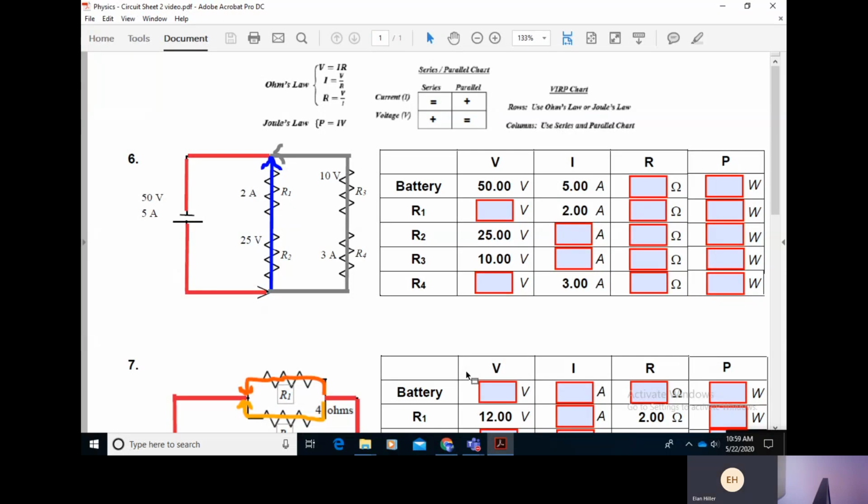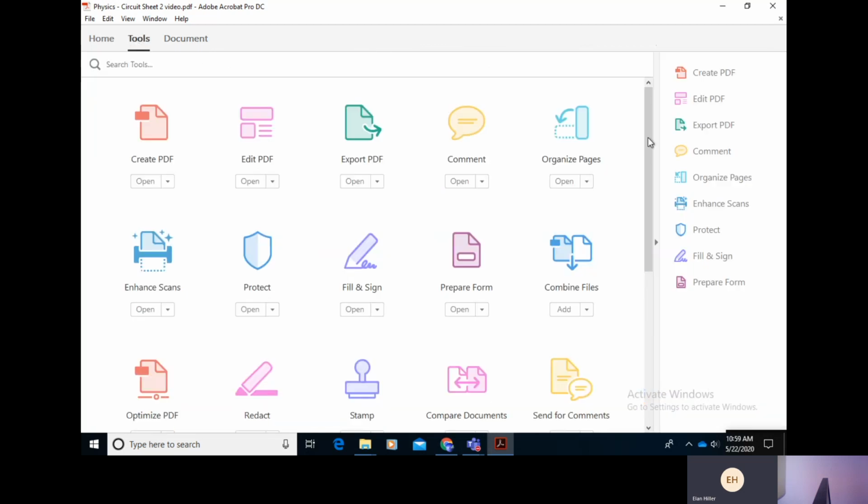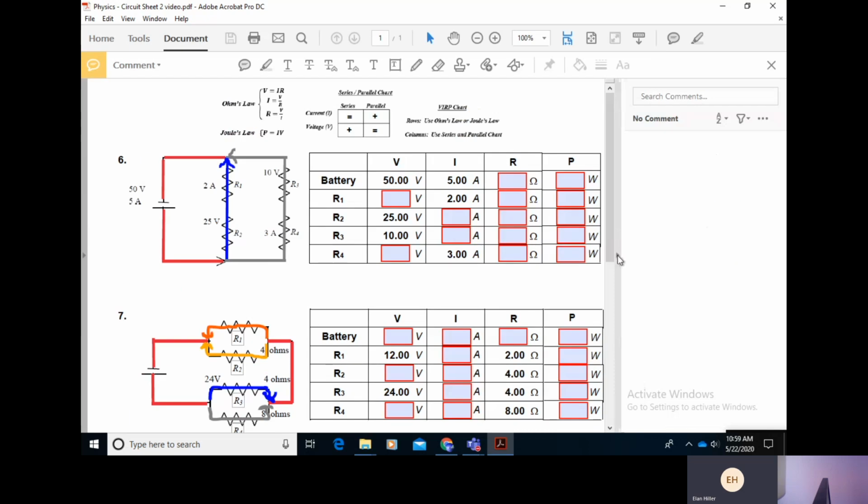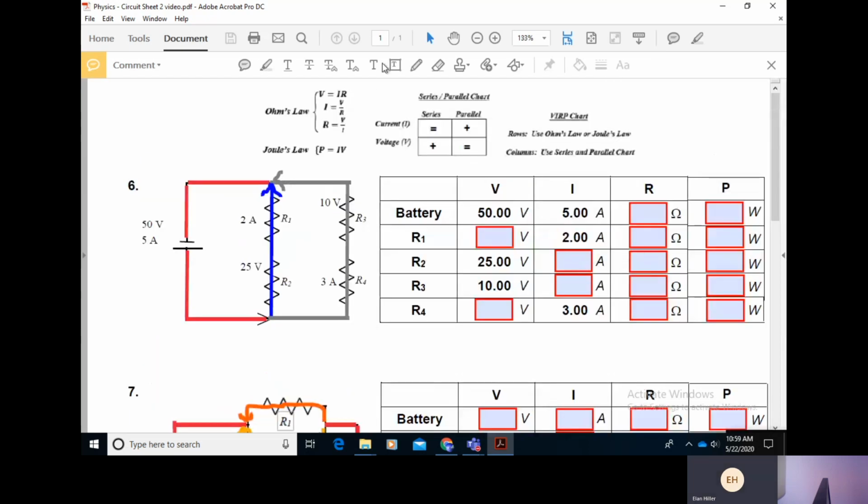Okay, everyone. Good afternoon. In this video session, we're going to take a look at how to analyze circuit puzzles 6, 7, and 8. These are more complex circuit puzzles that have a combination of series and parallel together. I'm going to turn on my comment tools because it's helpful to be able to annotate different things along the way.